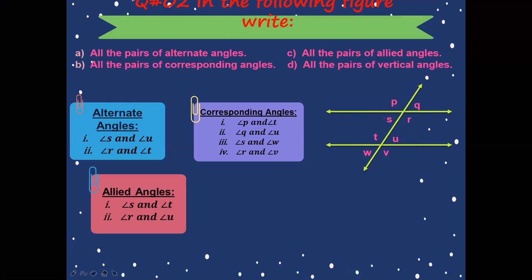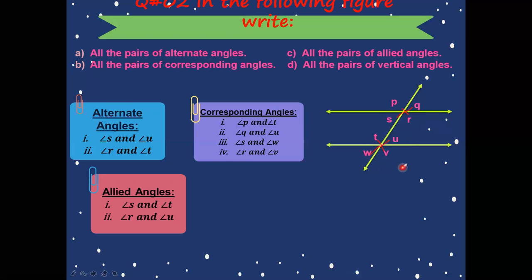Now vertical angles, if you look at this intersecting point, how many vertical angle pairs can be formed here? Two. This P and R, this Q and S. Similarly, on this side, this T and V, and this U and W. So this is very simple.